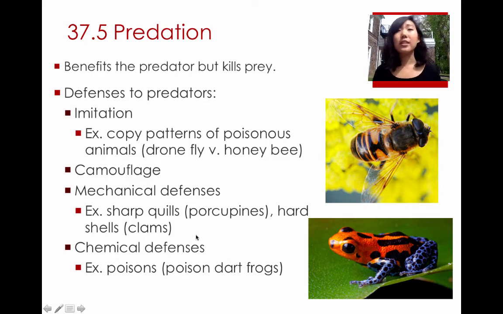There are also chemical defenses. For example, these poison dart frogs are very poisonous, and it's kind of the opposite of camouflage, where a lot of these poisonous animals are purposely very brightly colored to say, don't eat me, I'm very poisonous, and so the predators actually try to avoid them.